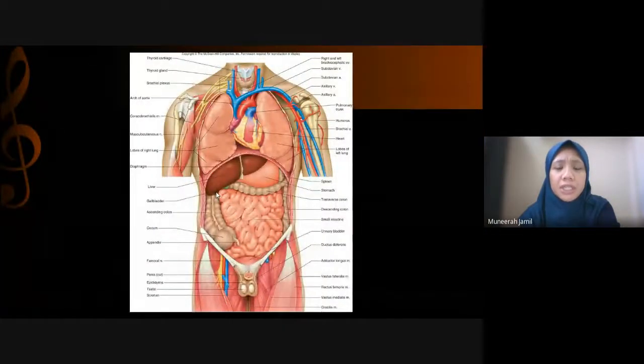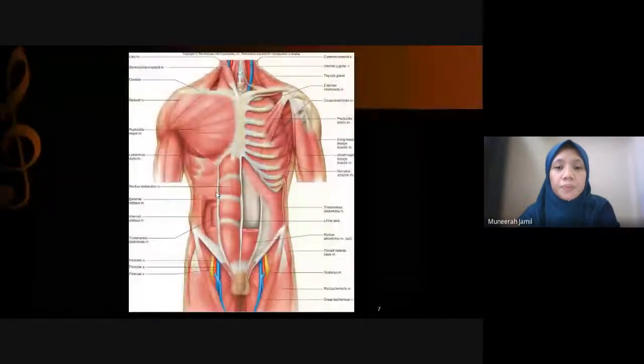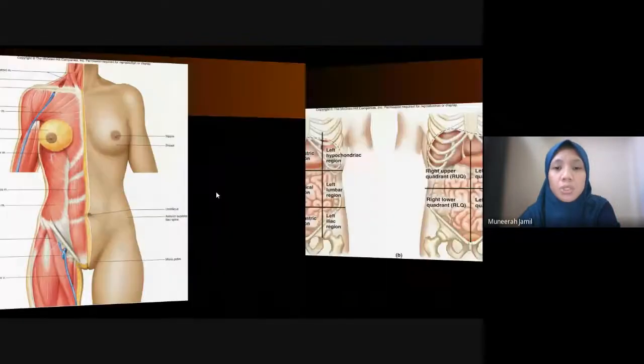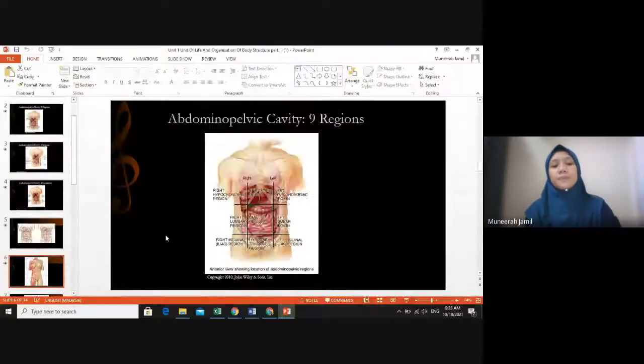The liver tadi yang saya kata letak dekat right hypochondriac region tadi. Okay, and it been closed by the muscles dan sebagainya. Okay.